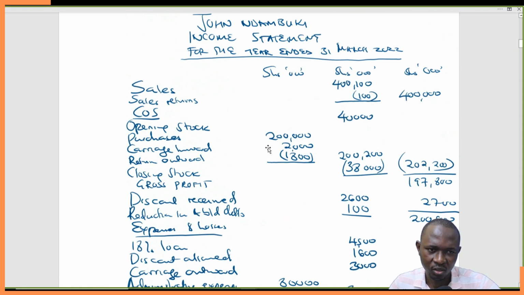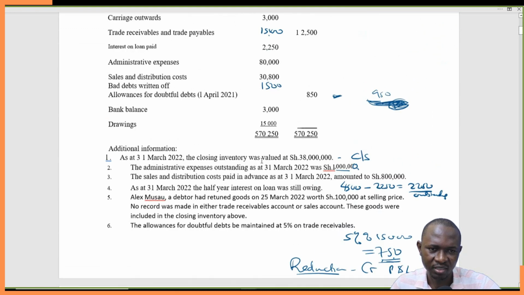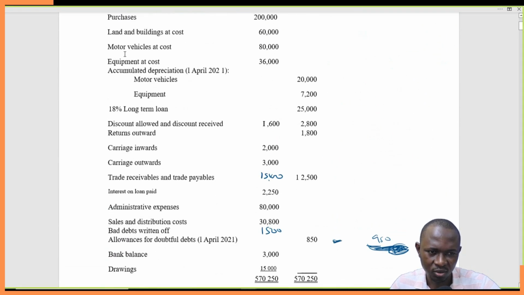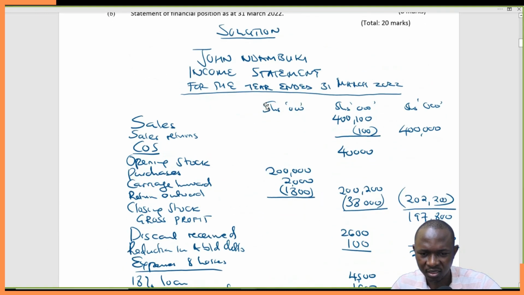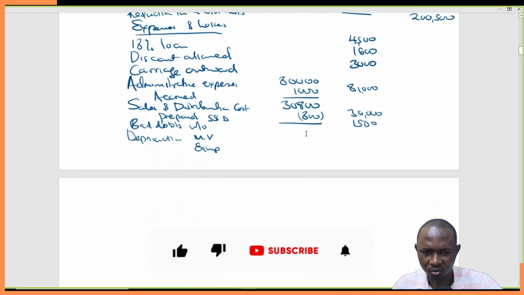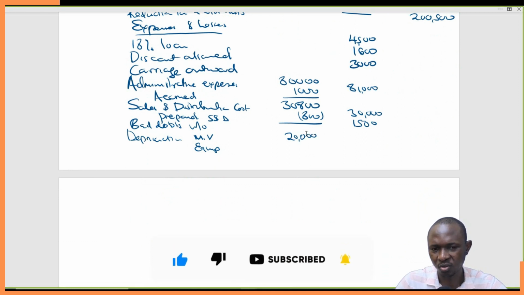So for motor vehicle, we have 25% straight line, so it's 25% on cost. Straight line is always on cost, so on cost we mean at cost. So 25% of 80,000 is 20,000. Because all of them are depreciation, we can choose to have them in the innermost column.